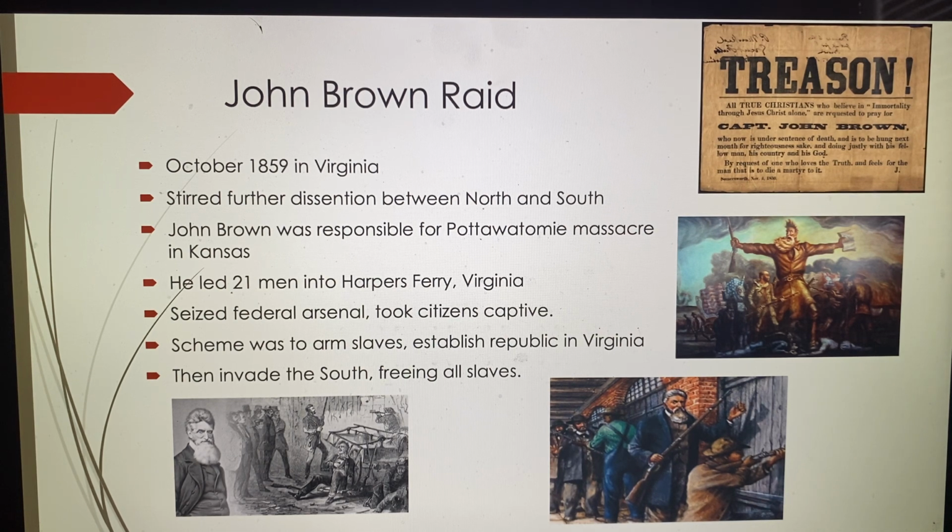I don't know what he would name it, but he wanted to establish a new republic that would be against slavery. But he was trying to do it in a violent way. And so after he basically armed the slaves, he would invade the South and free all slaves too. That was John Brown's idea. Well, but he was doing it violently.